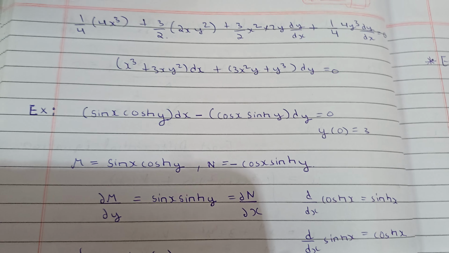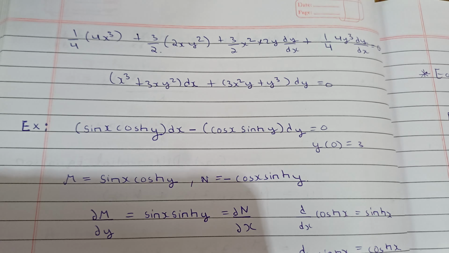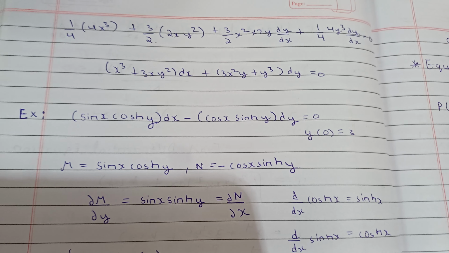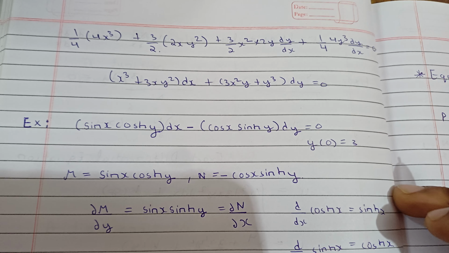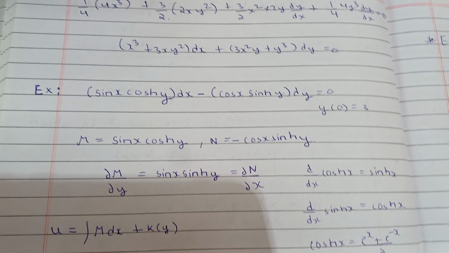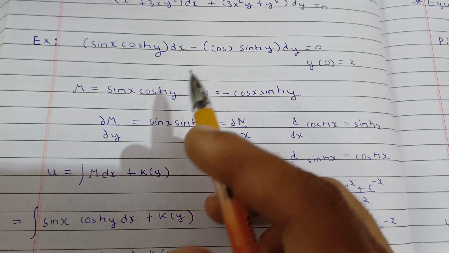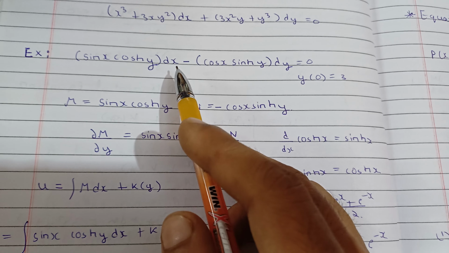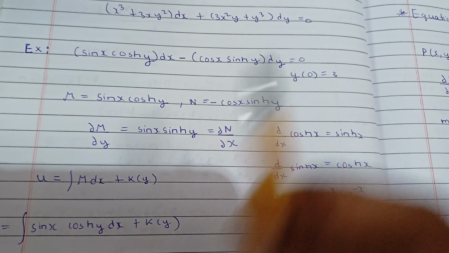So hello everyone, this is lecture 24 for mathematical physics, in which we were studying differential equations and their solutions. In the last lecture we covered the exact differential equation and took one example. Now let's see one more example for the exact differential equation. Here it is: sin x cosh y dx minus cos x sinh y dy equal to 0. Here cosh and sinh are hyperbolic functions.